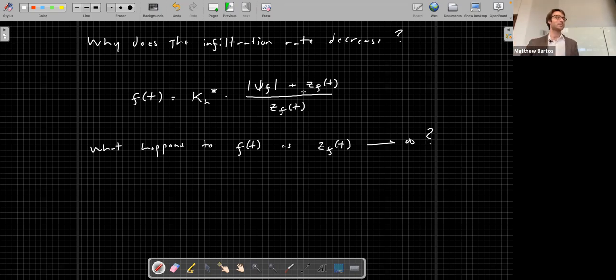Which term will approach one? This term will approach one. So what happens to the infiltration rate as the depth of the wetting front goes to infinity? What does it converge to? Yes. So as z_f goes to infinity, the infiltration rate converges to the saturated hydraulic conductivity. Essentially at that point, if the rainfall rate is above the saturated hydraulic conductivity, it can no longer infiltrate into the soil and you'll get ponding. Okay, cool.